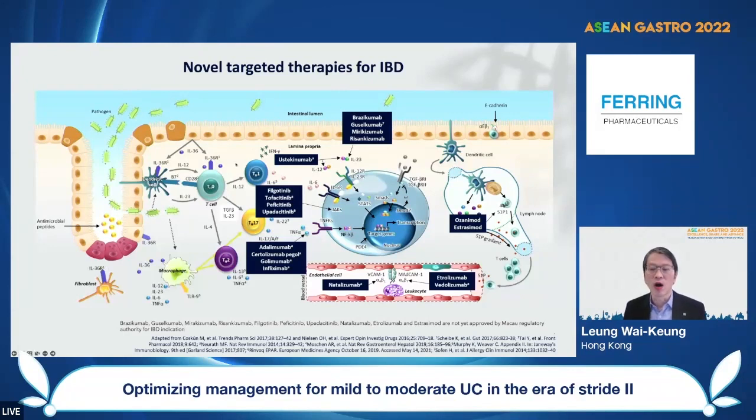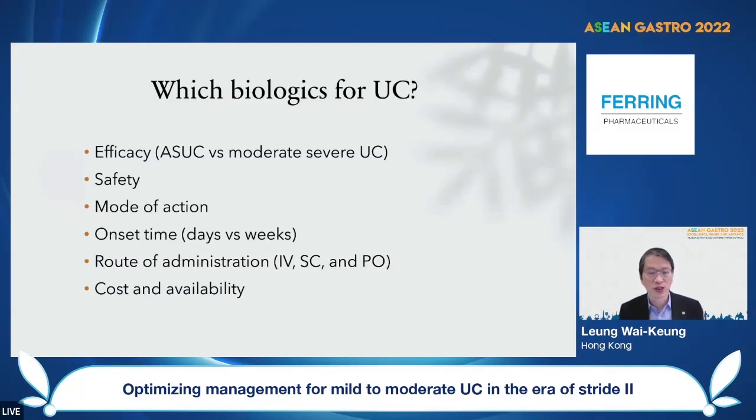We also have these oral small molecules, particularly JAK inhibitors. Tofacitinib has already been approved. Upadacitinib is also approved for treatment, and there's also the S1P modulator ozanimod. So there are so many to choose from, and which one we should use is a very difficult question, except perhaps in acute severe ulcerative colitis, where infliximab is still considered the best biologic in patients with very severe ulcerative colitis.